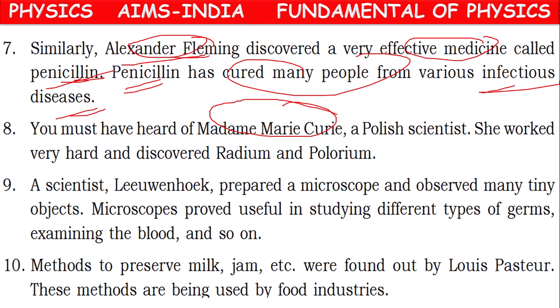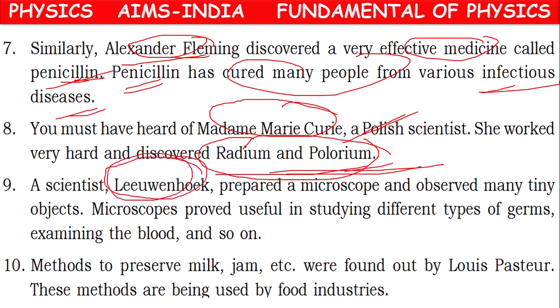Madam Marie Curie worked hard and discovered radium and polonium, which are used in nuclear reactors for generating energy. Anton van Leeuwenhoek, a scientist, prepared a microscope and observed many tiny objects, different types of germs. Even blood, what is there inside the blood, we can examine with the help of a microscope.